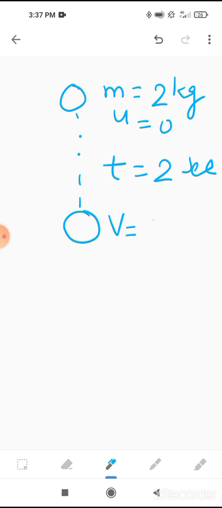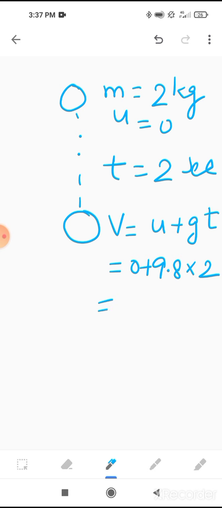v is equal to u plus gt. Since body is falling towards earth, acceleration is g. u is 0, g is given 9.8 and time 2 seconds. So 19.6 meter per second is the velocity at this point.